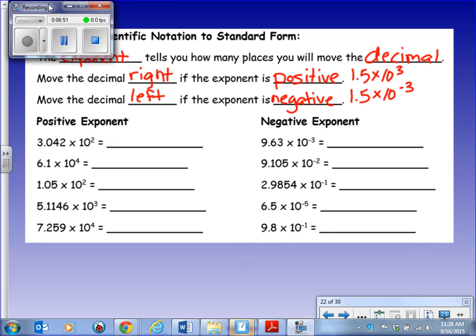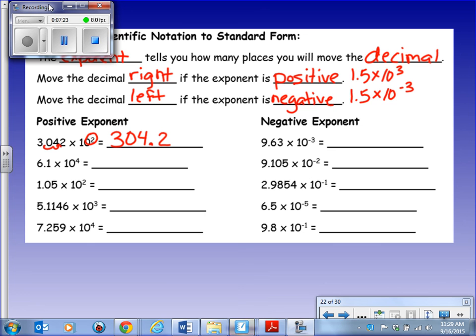Now what we're going to do is go ahead and do a couple of these examples together, and then I'll have you pause the video and try a few. So let's look at the first one: 3.042 times 10 to the second power. The exponent tells us how many places to move the decimal, so we're going to move it 2 places. 1, 2. That means my decimal is going to be between the 4 and the 2. So my new number is 304 decimal 2, or 304 and 2/10.